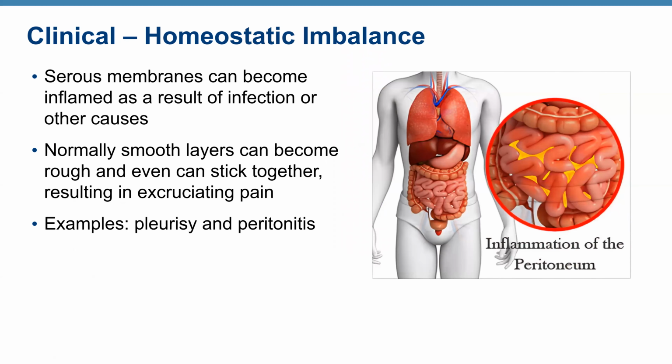Homeostatic imbalance. Serous membranes can become inflamed as a result of infection or other causes. Normally smooth layers can become rough and even stick together, resulting in excruciating pain. Examples are pleurisy and peritonitis.